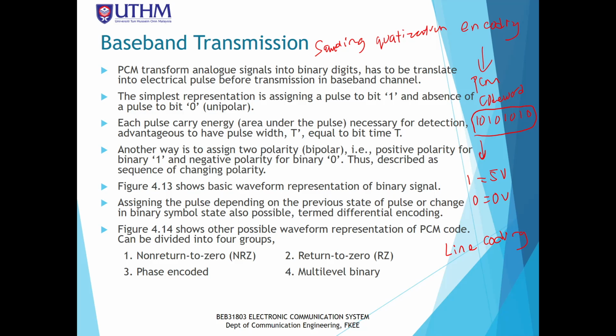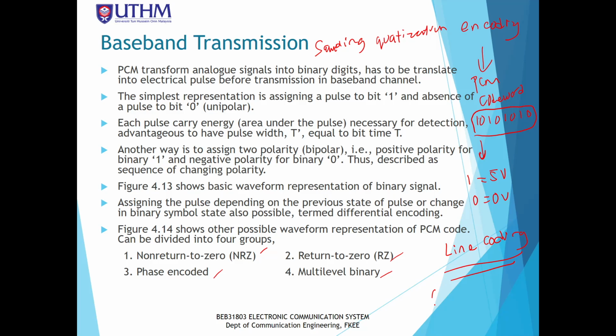Okay, line coding. That means we will change the transition from 01010 into a more practical wave for the transmission, dalam bentuk pulse yang lebih suitable for the transmission. So this line coding ada banyak. Salah satu antaranya adalah non-return to zero, phase encoded, return to zero, multi-level, binary. So ada banyak jenis line coding.